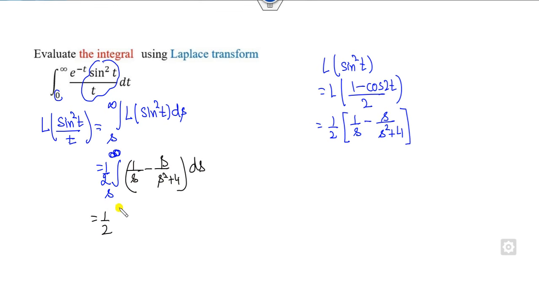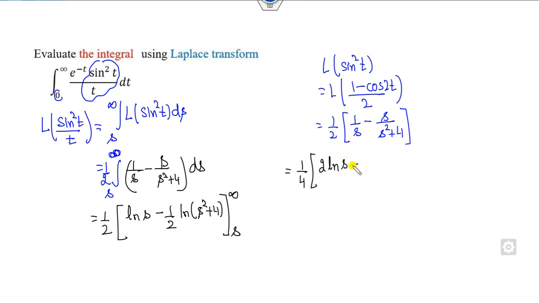So can you integrate them? It is ln of s, and I can multiply and divide the second term by 2. It is half ln of s square plus 4, from s to infinity. So I can take 2 as the LCM, so 1 over 4 is outside. It is 2 ln s minus ln of s square plus 4, from s to infinity.